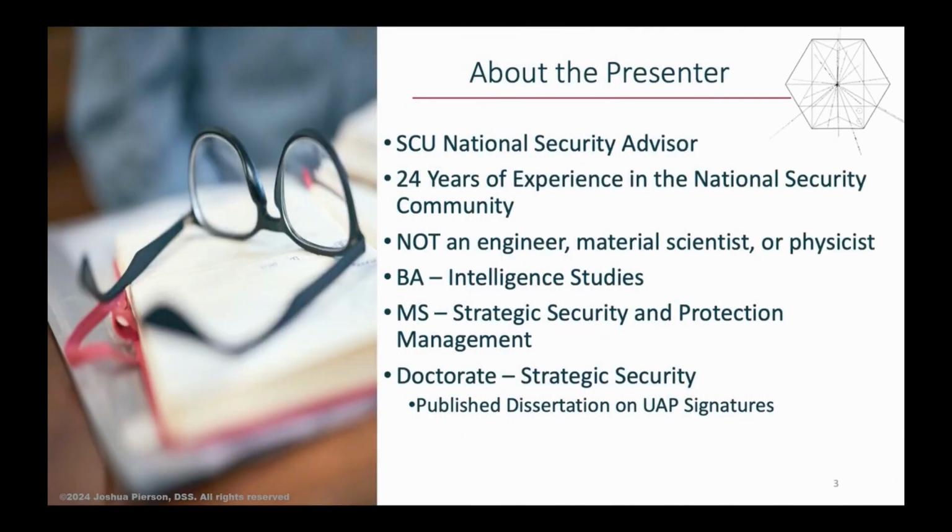A little bit of background about myself. I am the SCU National Security Advisor, and in that role, I look to inform and advise on the technical aspects of both disciplines of intelligence and national security, and the profession and community that is intelligence and national security. I am a career investigator of national security crimes and have 24 years in the intelligence and national security community.